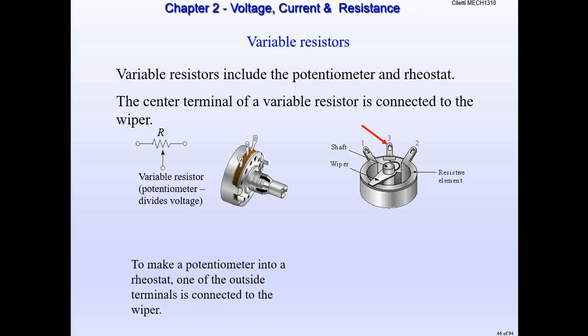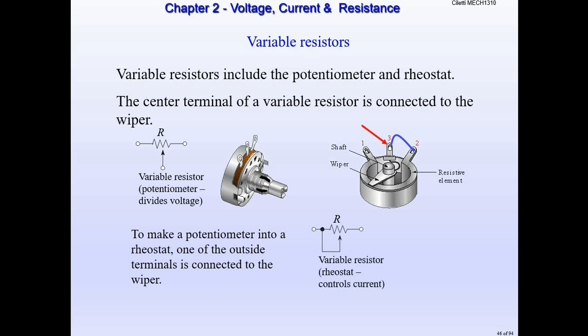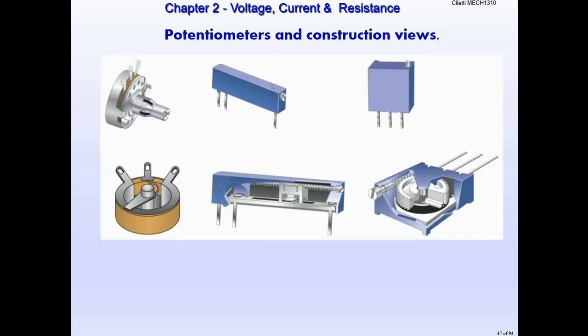All right, if we look at the next one over here, this symbol in the bottom right, that's also a variable resistor. So there are 2 variable resistors here. This one's called a rheostat, and this one controls current. Okay, so we want to control current.